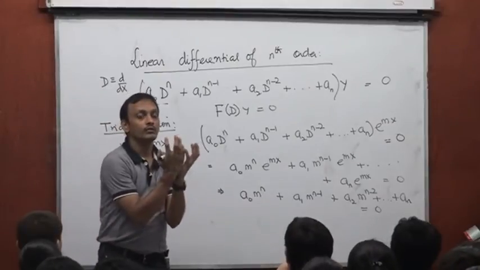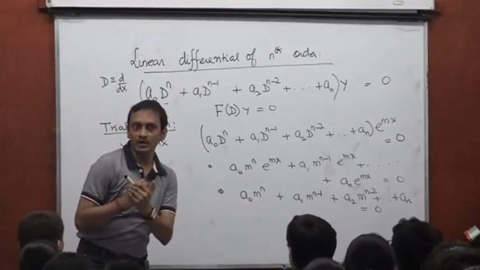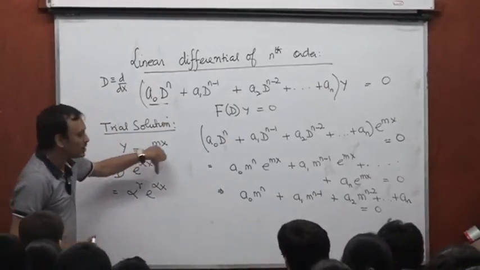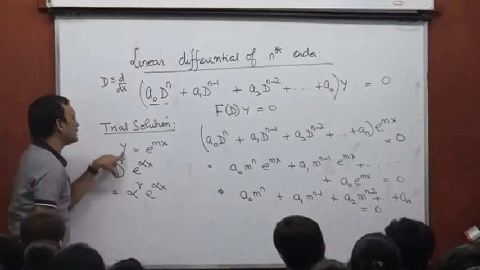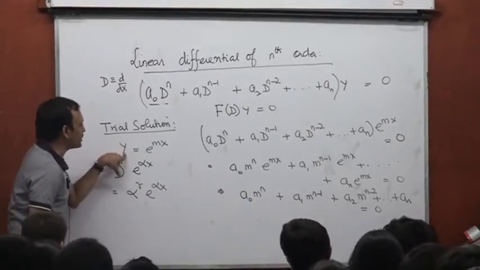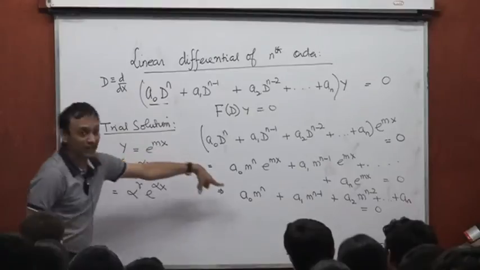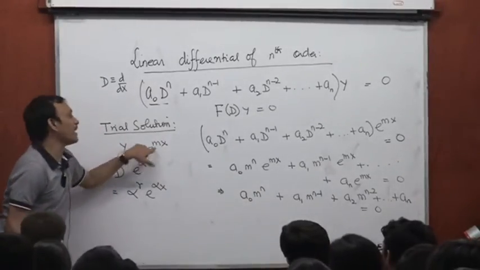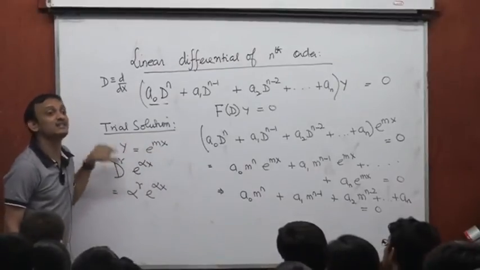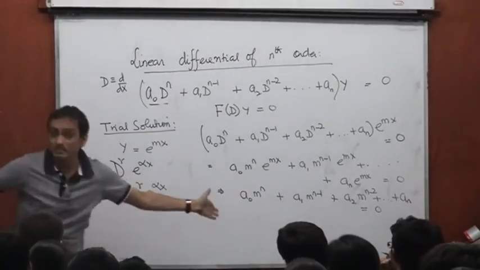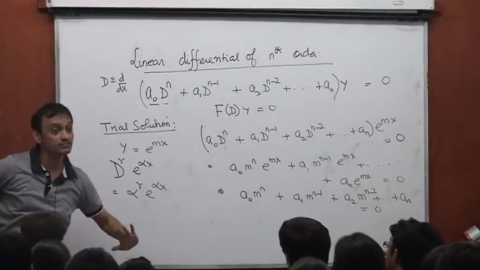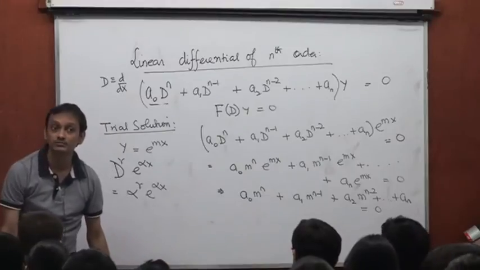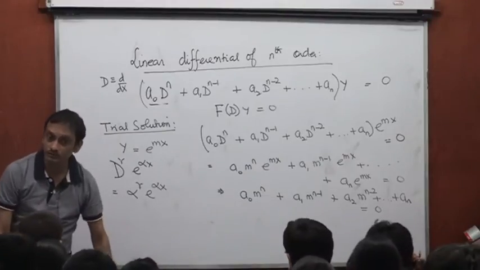If m1 is a root of this polynomial, then e^(m1x) must be a solution, because we started with y = e^(mx). So one solution to this differential equation would be y = e^(m1x). If m2 is another root, then another solution is e^(m2x), then e^(m3x), up to e^(mnx). These are all permissible solutions to the differential equation. Are you all there with me?